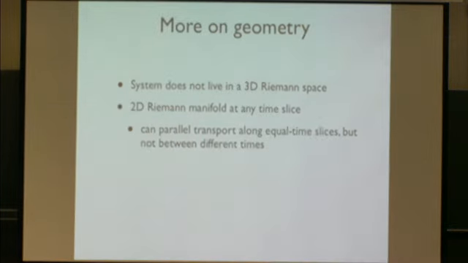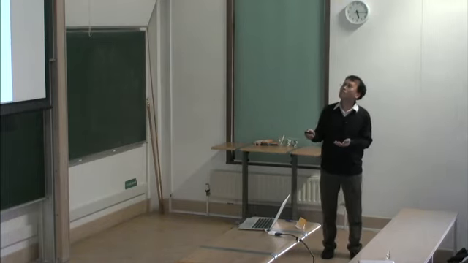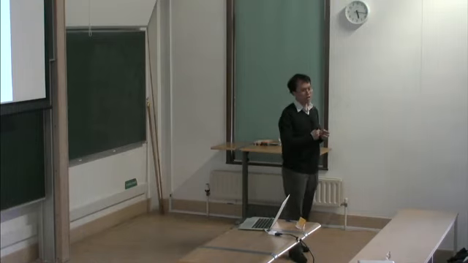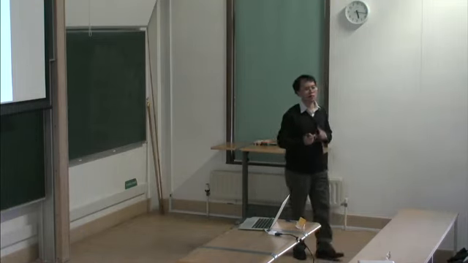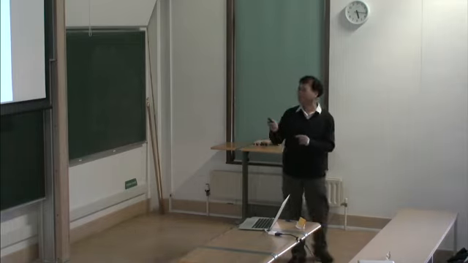So the geometry that we are dealing with here is very similar to the structure that Cartan is dealing with. The system we have does not live in a three-dimensional Riemann space. It lives in a two-dimensional Riemann manifold at any time. There is a global time. So we can parallel transport a vector along an equal-time surface, but there is ambiguity of how to transport a vector from one time to another time.